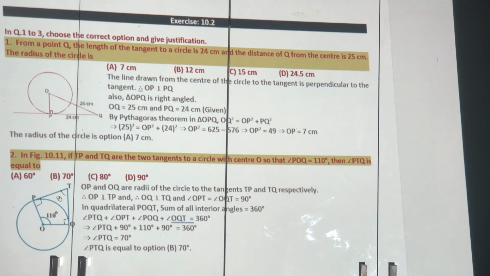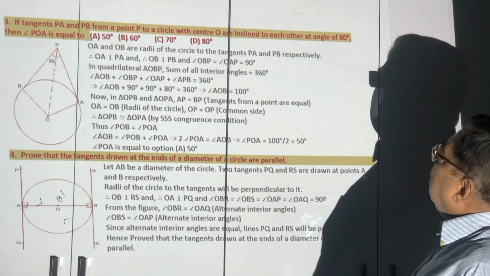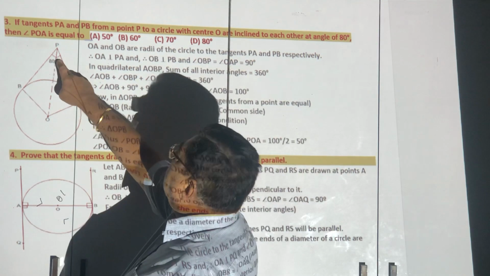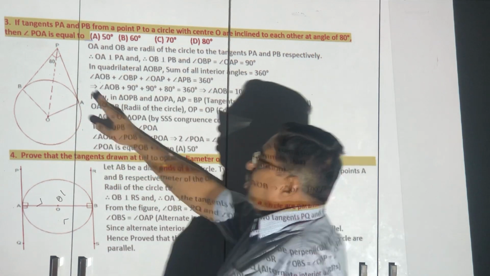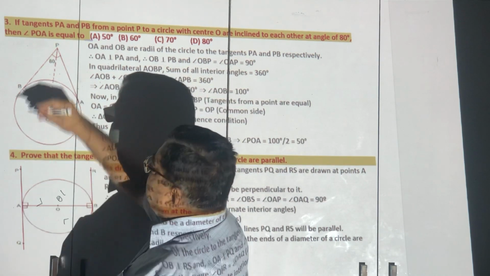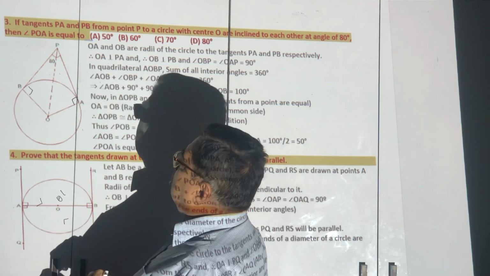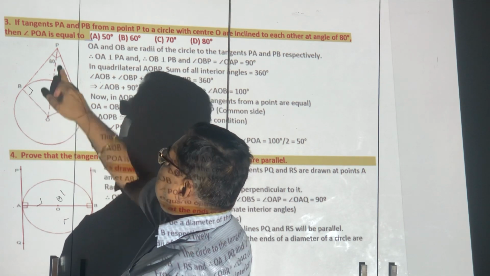Let us look at sum number 3, another MCQ. If tangents are inclined to each other by 80 degrees, now they have given us this angle. We are supposed to find this angle. Same method: 360, 90, 90. Tangent and radius are perpendicular to each other. So, 90 plus 90 plus 80.